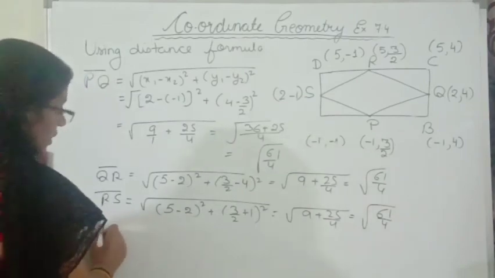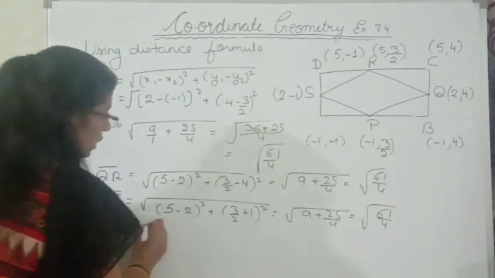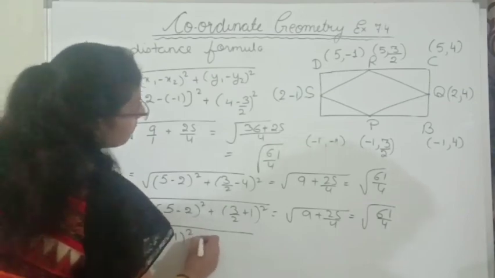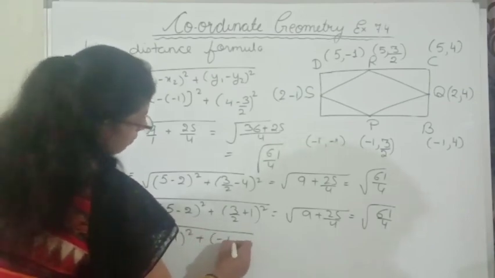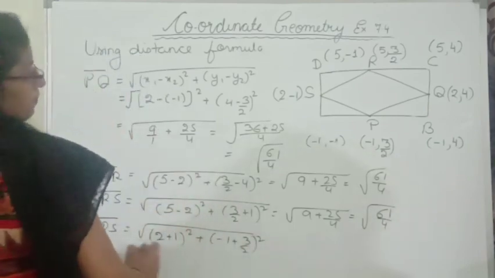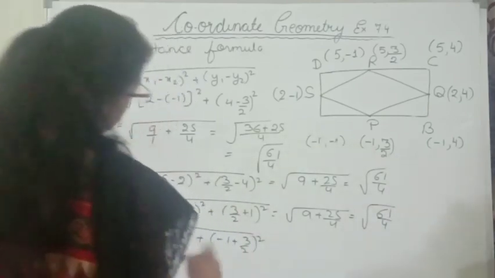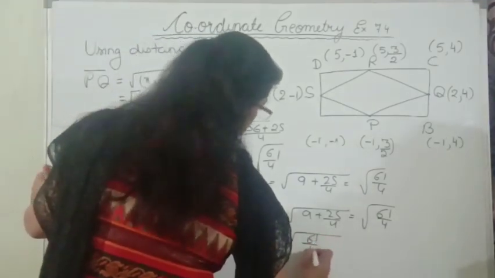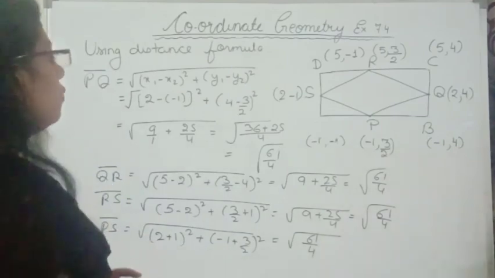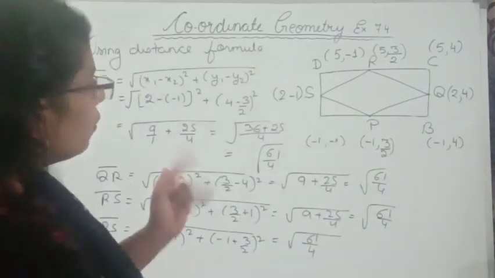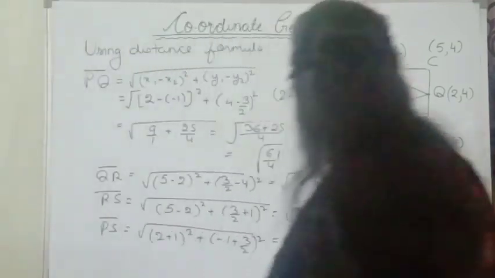Same way SP or PS. So again we will do (2 plus 1) whole square plus (minus 1 minus 3 plus 3 upon 2) whole square. Okay, so again this will also come same, so we'll get 61 upon 4. Okay, so now all the sides are equal, each side coming square root of 61 upon 4.